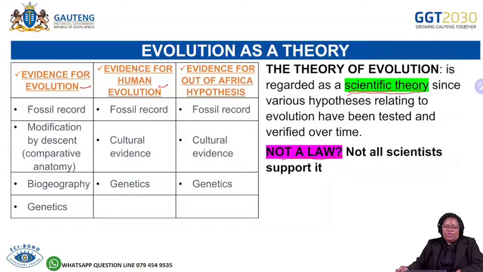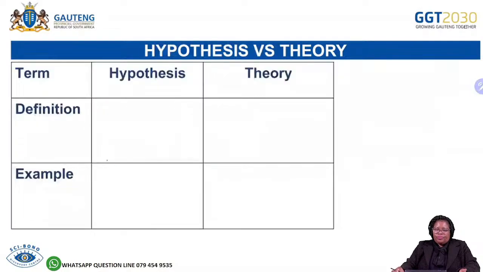So what we are going to look at, we'll be studying the evidence for evolution, which is fossil record, modification by descent, comparative anatomy. We'll be looking at biogeography and genetics under evidence for human evolution. Also, we'll be looking at fossil record, cultural evidence, genetics. Then out of Africa, we'll be also looking at the fossil record, cultural evidence, and also genetics.